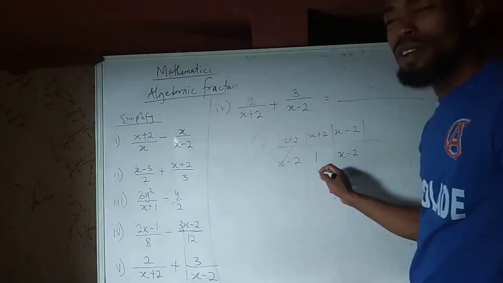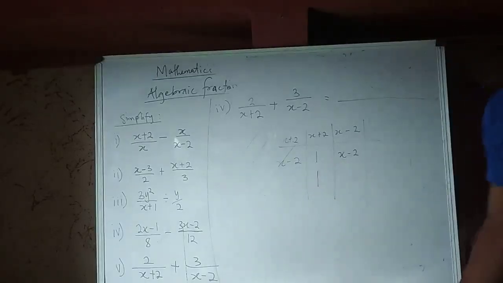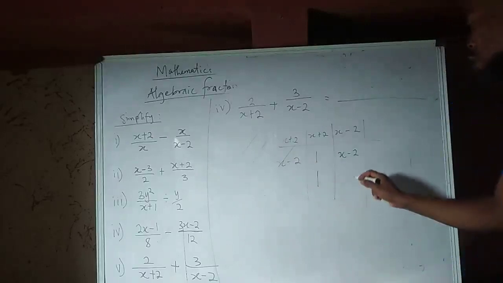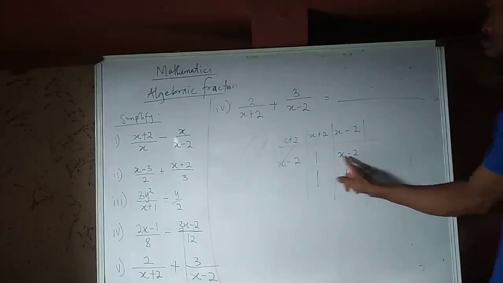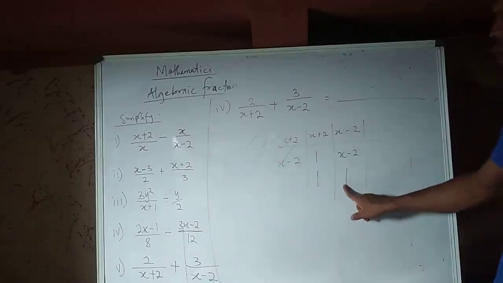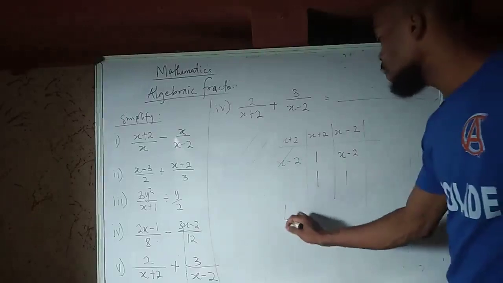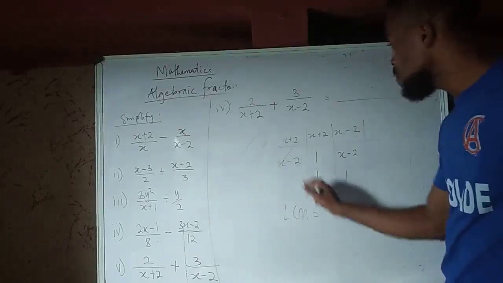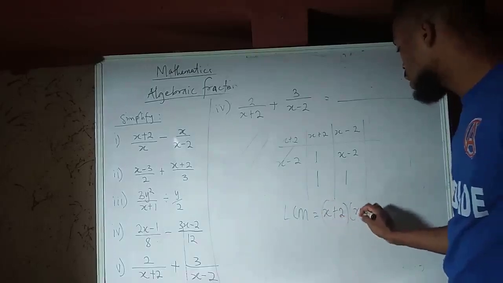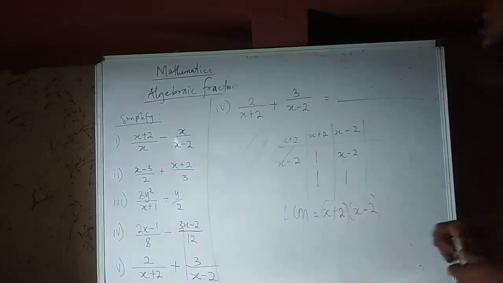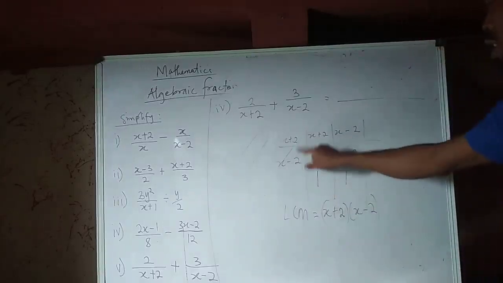Here, 1 divided by x minus 2 will not work. It's going to be a fraction. We don't want a fraction, we want a whole number. So this is going to stay as 1. x minus 2 divided by x minus 2 gives us 1. Okay, so now we are done. So the LCM is simply going to be x plus 2 multiplying x minus 2. That's going to be the LCM of this times this.